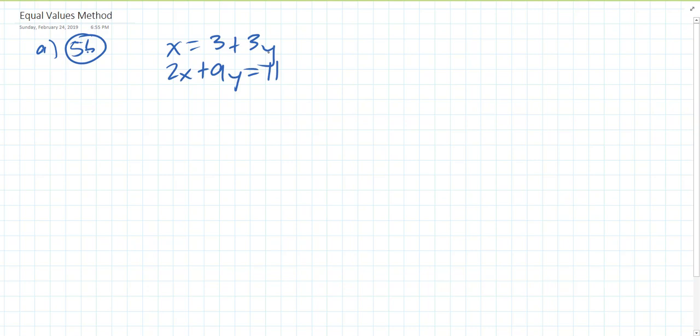Now we can solve to get both of them to be y equals, but since in the first equation right here I have x equals something already, I'm going to make the second equation, this equation, solve for x, so I have x equals something, then use the equal values method, meaning I'm going to set the two equations equal to each other and find the solution. So let's go ahead and try it out.